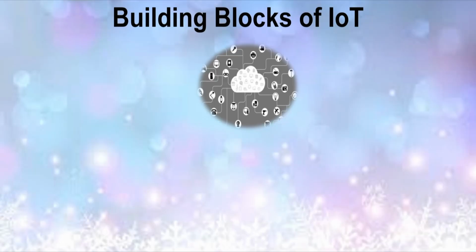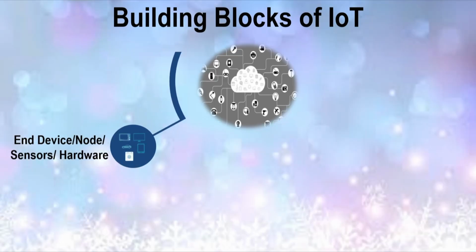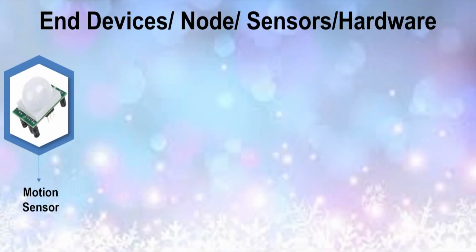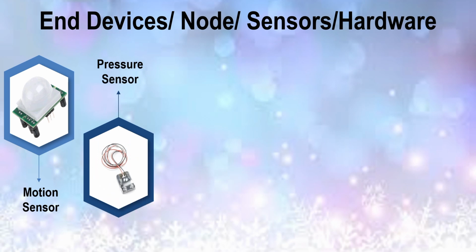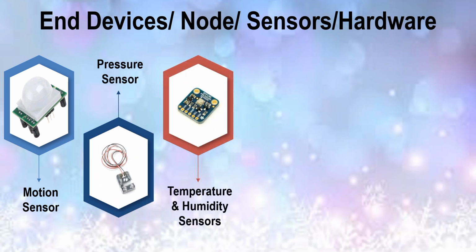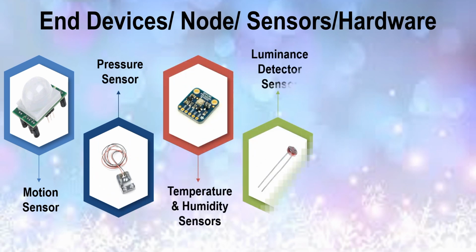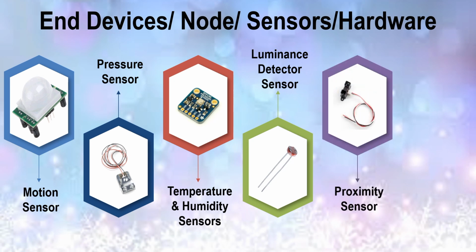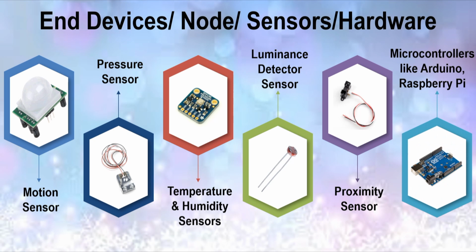First block is your end devices or nodes or sensors or hardware. Here we will add a number of sensors and also the microcontrollers. For example, we can use a motion sensor, pressure sensor, temperature and humidity sensor, luminance detector sensor, proximity sensor, and also the microcontrollers like Arduino and the Raspberry Pi.